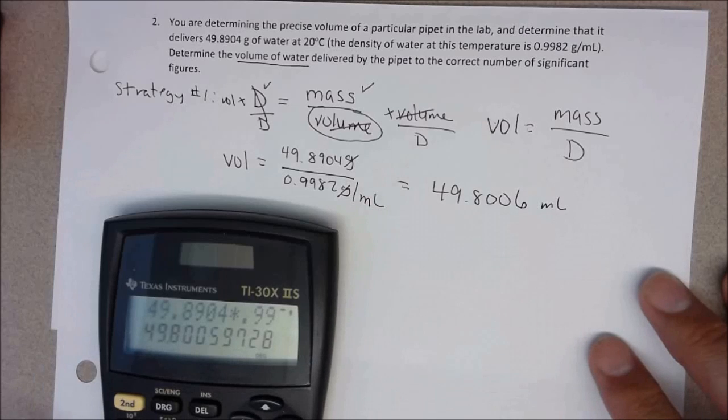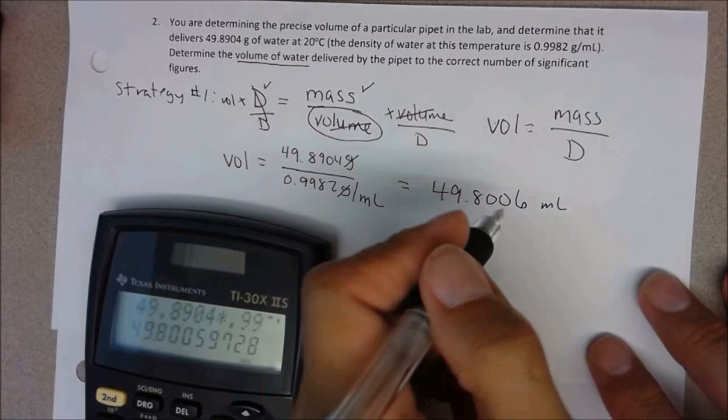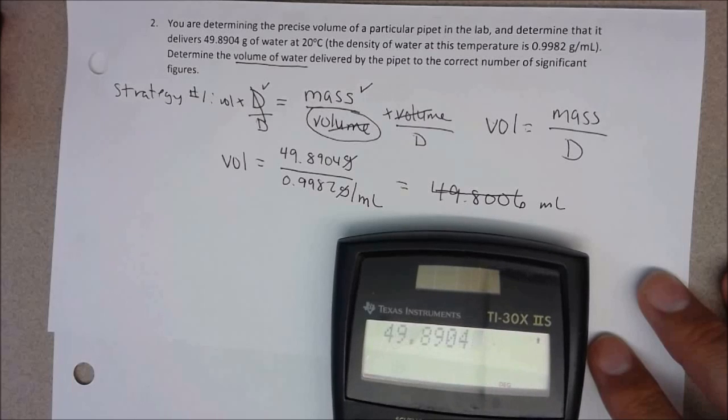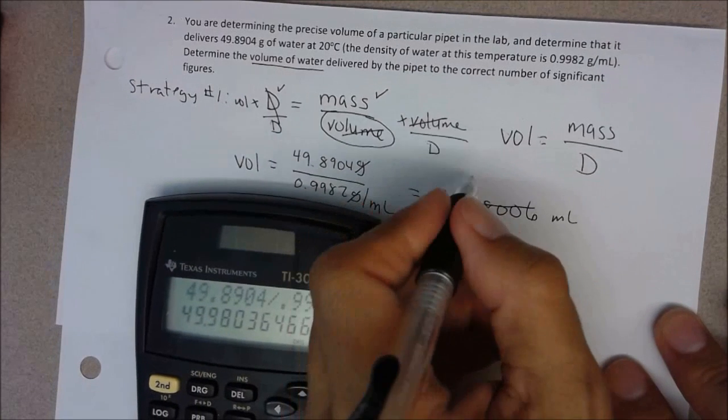Oh, I know what I did. I looked at that number and knew it was wrong. Notice what my error was: I multiplied instead of divided. A number of you made that same error. So let's do it right. 49.8904 divided by 0.9982 equals 49.98.